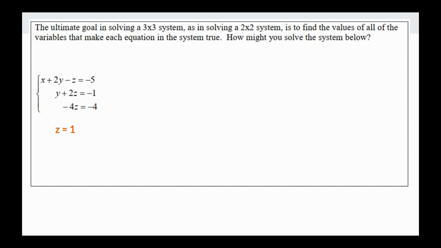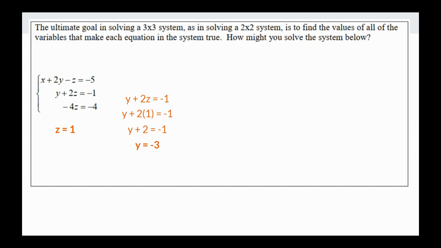So you get y plus 2z equals -1. You know that z is +1. So y plus 2 equals -1. So what does y equal? -3.